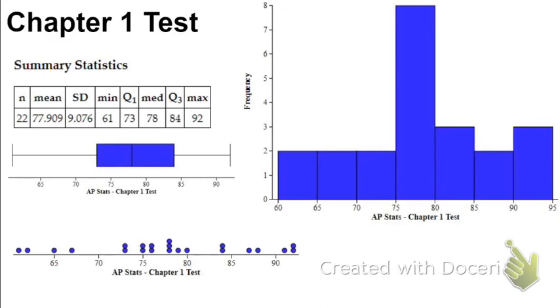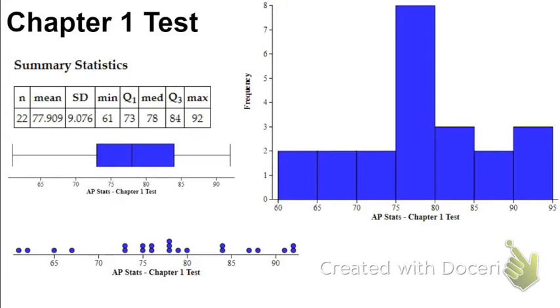So here were our Chapter 1 test results, and this is after the curve was applied. There was a curve on both the Chapter 1 and Chapter 2 tests. There will continue to be curves on the tests first semester. So the mean on our first test was about a 78. It was 77.9. The median was a 78.